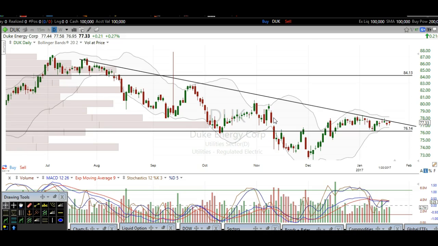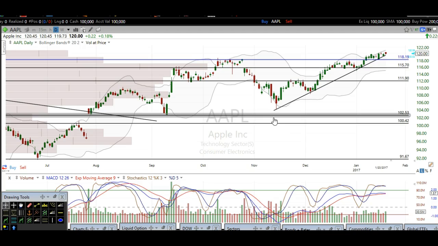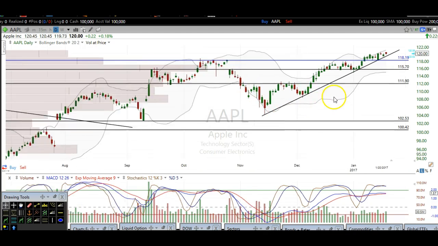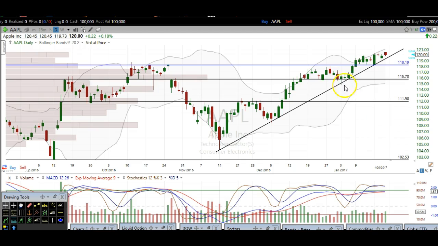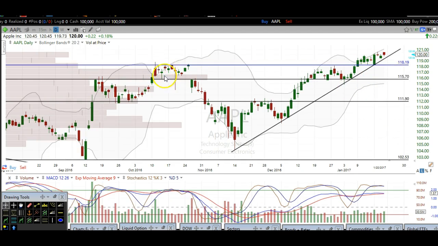The next one we're going to take a look at is Apple. Apple here, really using this uptrend line very nicely. You can see it started here in November. December got a touch. January got a touch. Here again in January got a touch. And we broke over this resistance.